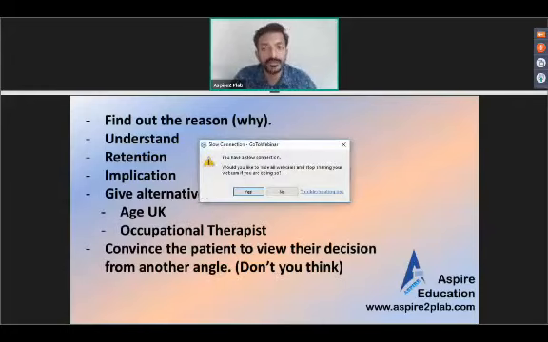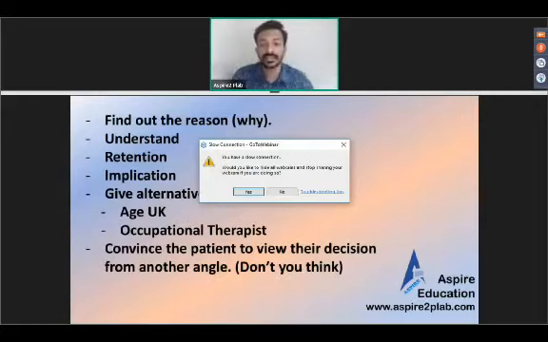Try to convince him. Please do not force the patient. The patient can take his decision. The patient can make his or her own decisions. But being a doctor, we can convince the patient if you feel the patient is not doing the thing that is right. So you can convince the patient.